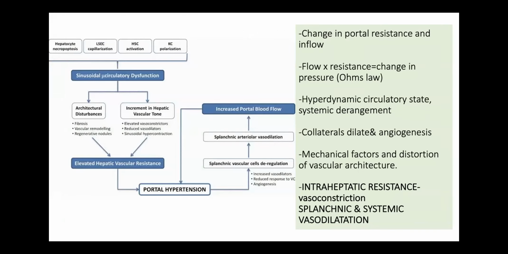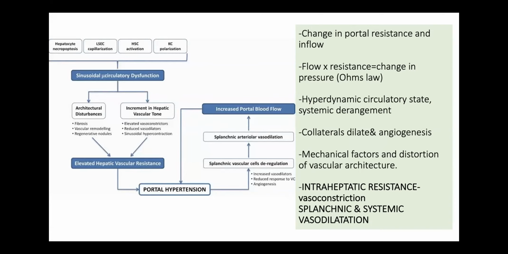In terms of the portal hypertension pathophysiology, I thought this was a very nice diagram to illustrate the different factors that are in play, but it is an overview, like I said. You have architectural changes, fibrosis, vascular remodeling, and regenerative nodules that all increase intrahepatic resistance. So that's one of the main components. Vasoconstriction, elevated vasoconstrictors, reduced vasodilators, your nitric oxide, and sinusoidal hypercontraction increase vascular resistance. With that, you then get increased portal flow.